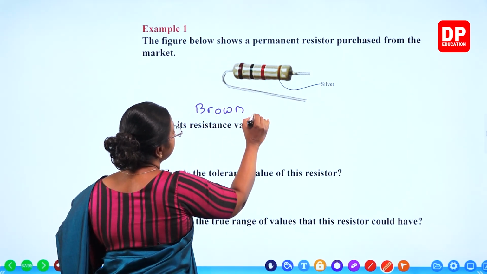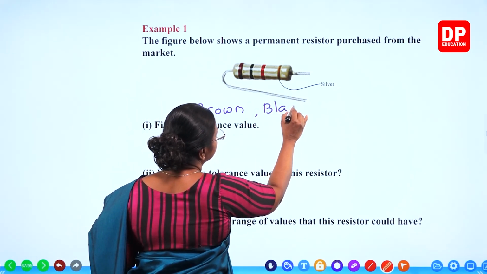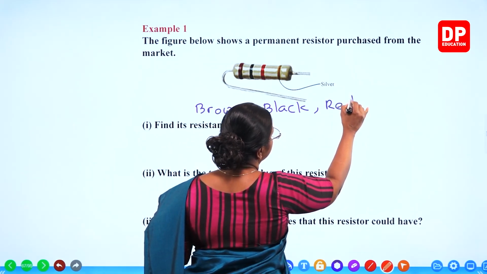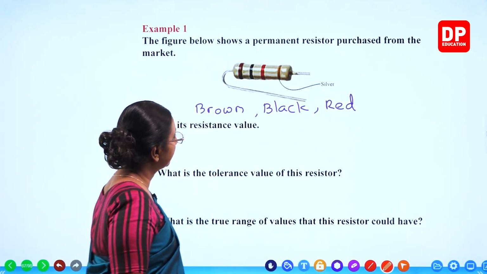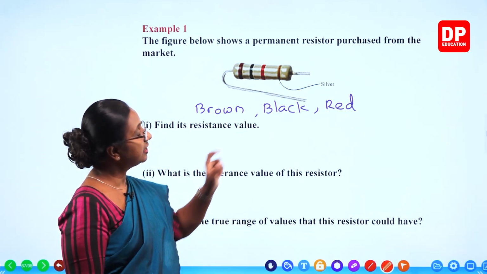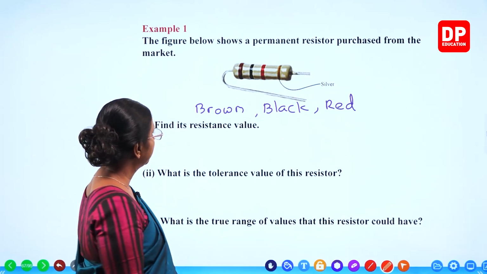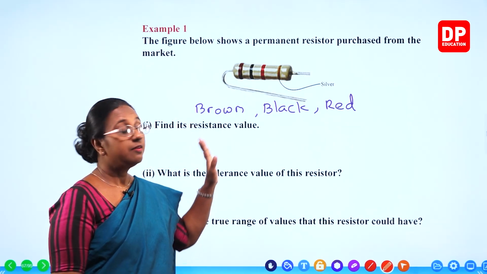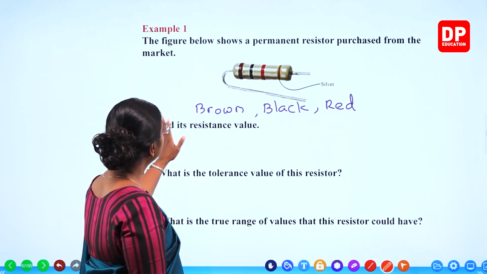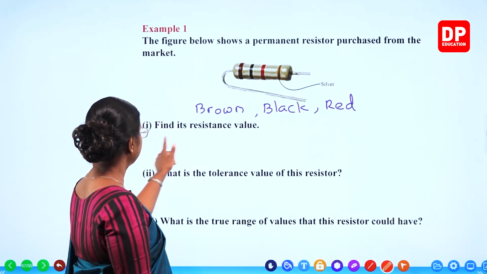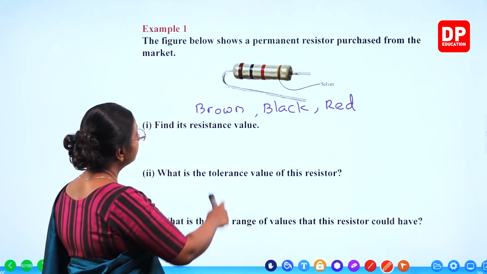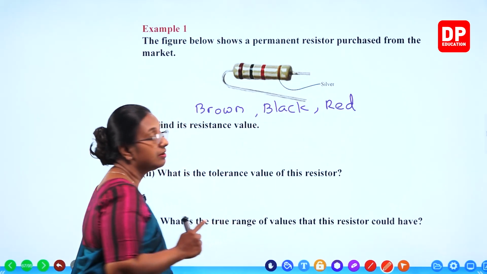Then the second color, black. And then the third color, red. And the fourth color is marked as silver. So first 3 bands which are close to each other, and silver is the next one. So what do we need to do? We need to find the values from the table. And then you need to find the resistance. First one is find its resistance value. So resistance value, brown, black and red.